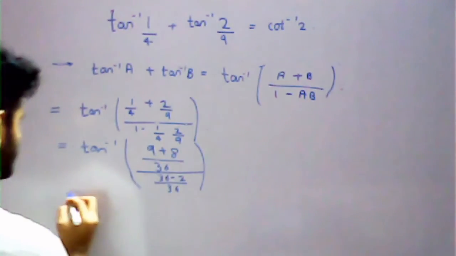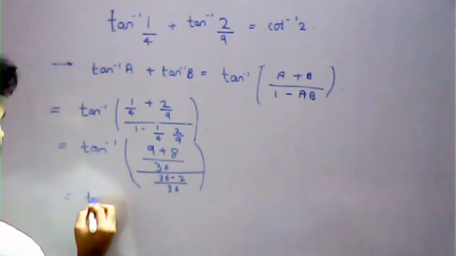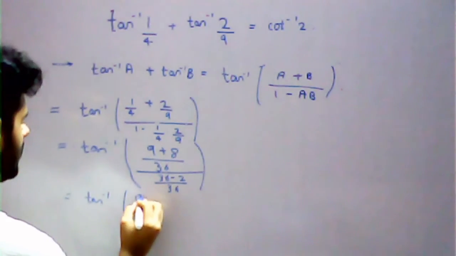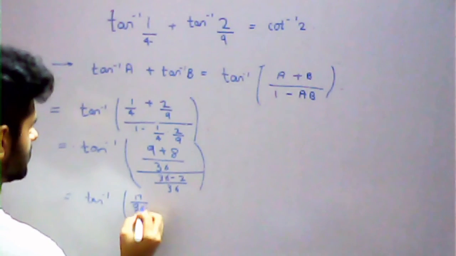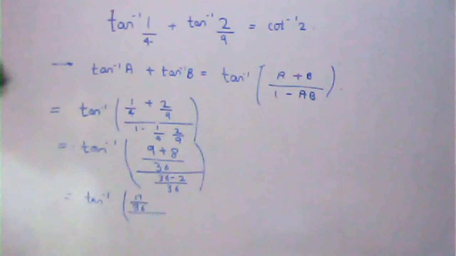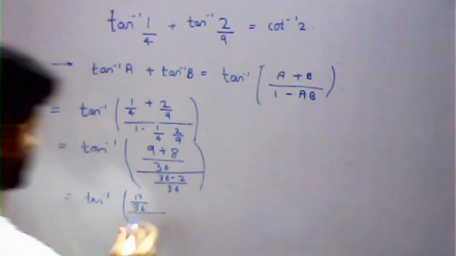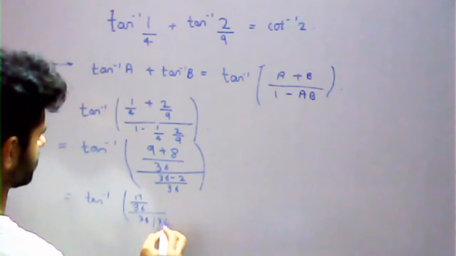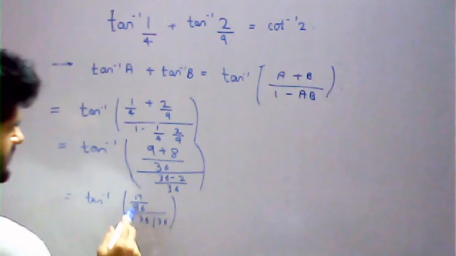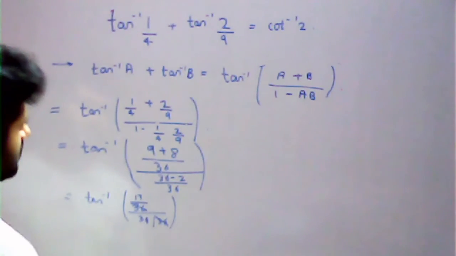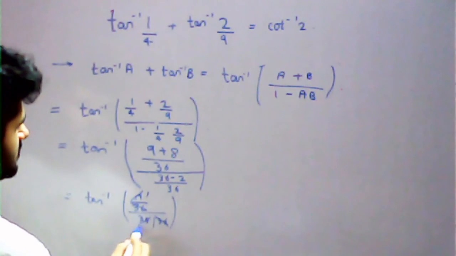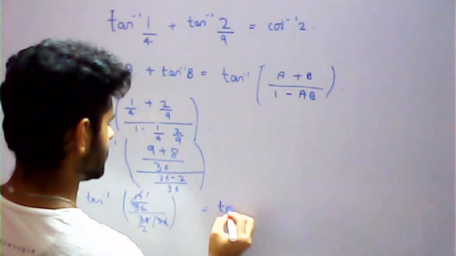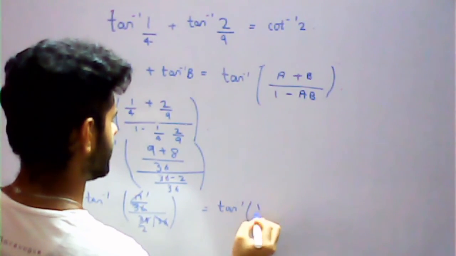So next step, tan inverse 9 plus 8 is 17 upon 36, whole upon 36 minus 2 is 34 and this 36 as it is. These 36 get cancelled. 17 ones are 17, 17 twos are 34. We are left here with tan inverse of 1 by 2.